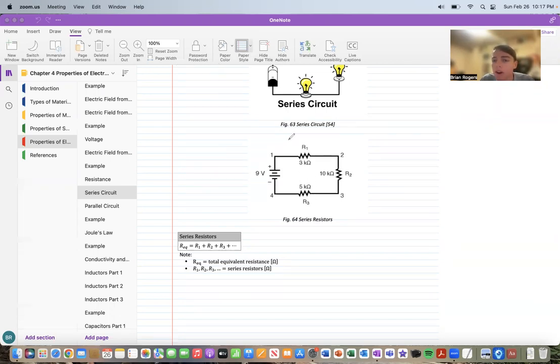And so our resistors here, we have 3, R1, R2, and R3, each with different values. So 3,000 ohms for R1, 10,000 for R2, and 5,000 for R3. To find the total resistance, you add all of them together. So here it would be 3K plus 10K plus 5K to give you 18K. And that would be your total resistance.